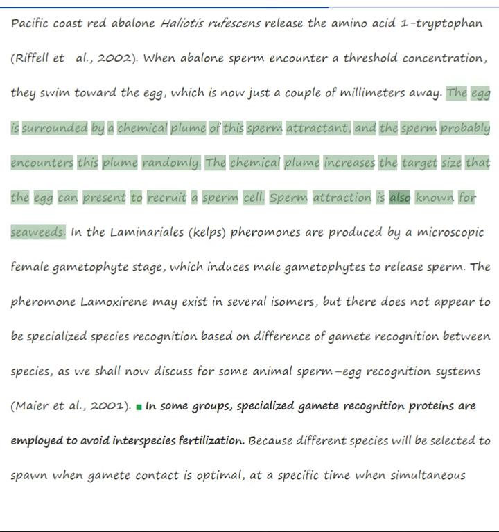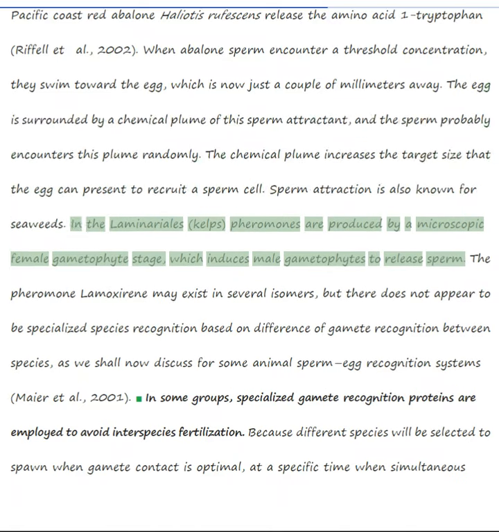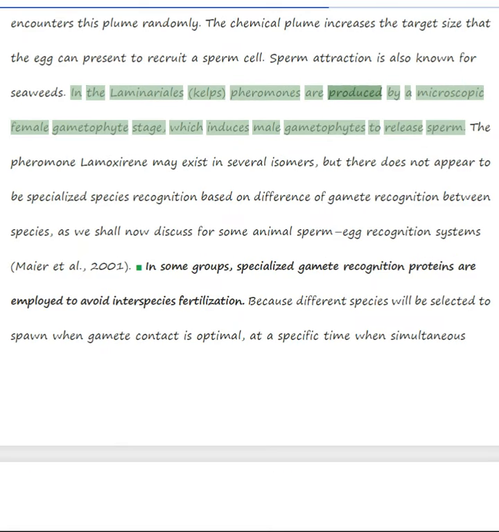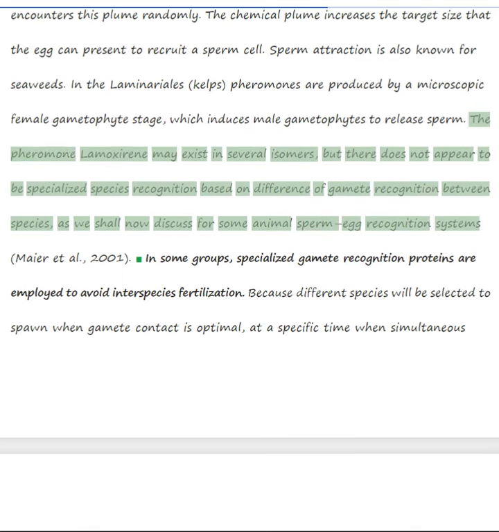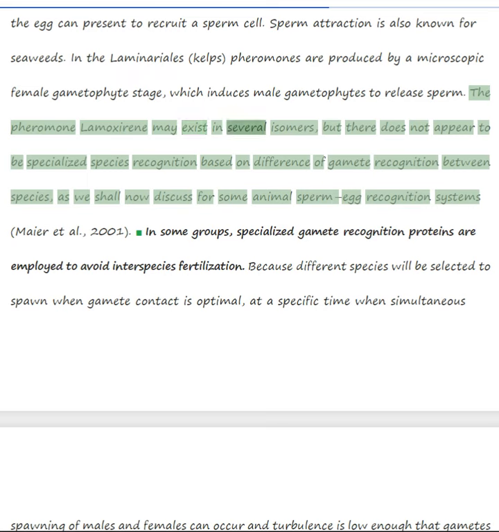Sperm attraction is also known for seaweeds. In the laminarials, pheromones are produced by a microscopic female gametophyte stage, which induces male gametophytes to release sperm. The pheromone lamoxirene may exist in several isomers, but there does not appear to be specialized species recognition based on difference of gamete recognition between species, as we shall now discuss for some animal sperm-egg recognition systems.